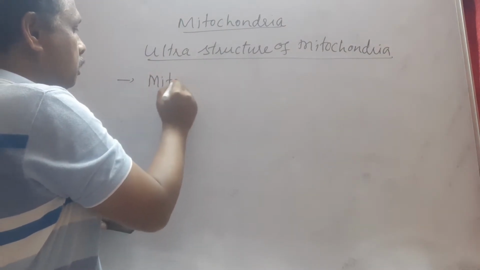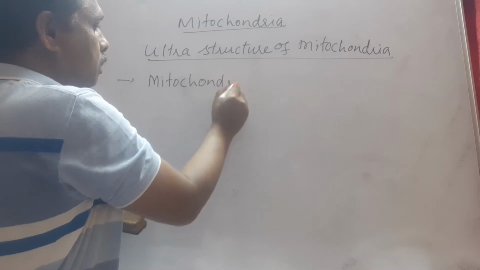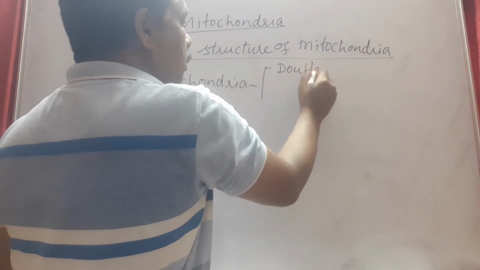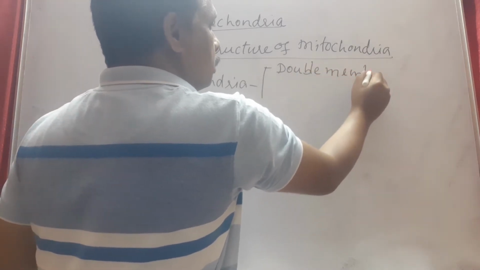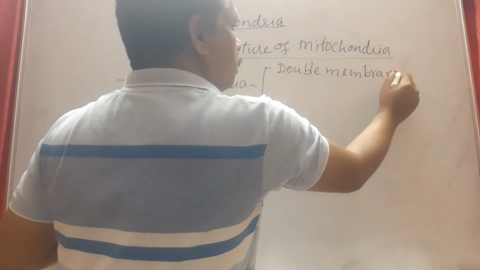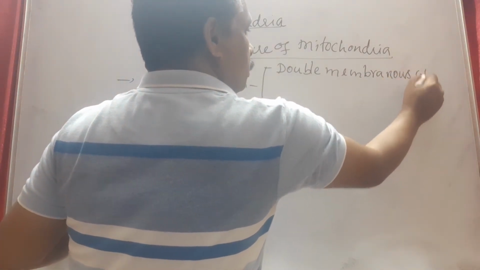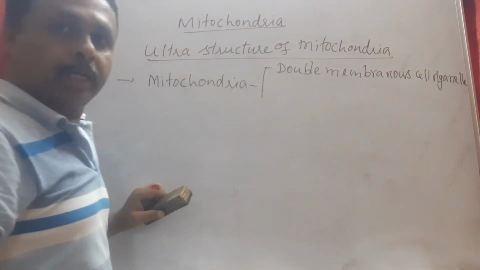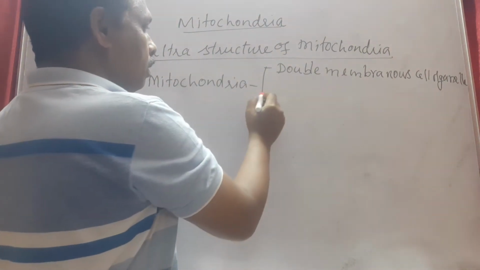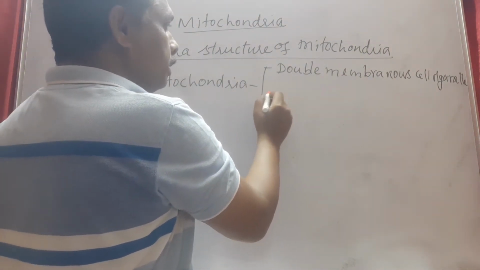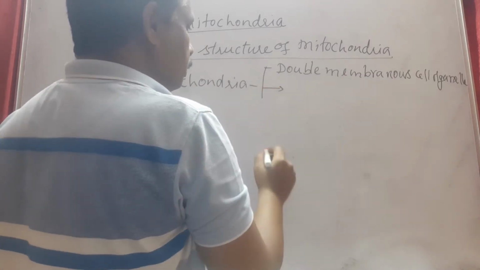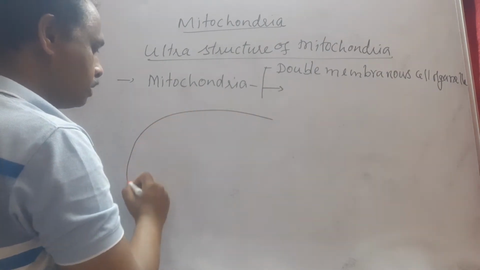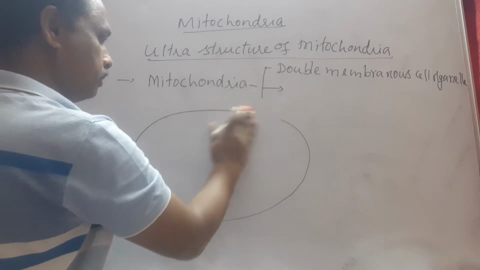Mitochondria is a double membranous cell organelle. Double membranous cell organelle. And see, it is a double membranous cell organelle. As I told you, it is a saucer shape, almost right.